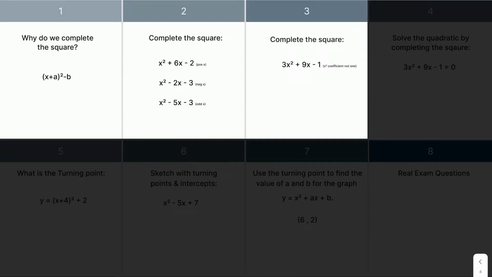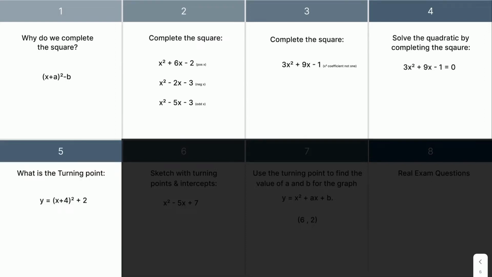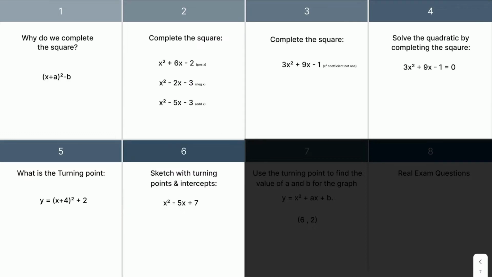Then we're going to move on to looking at, well, what happens when the coefficient of x squared has a value which is not 1. Then we're going to look at, well, how do you use that to solve a quadratic? And then we're going to look at, well, what is a turning point and how do you find the turning point by completing the square? How do you sketch a graph given that you found the turning point and the intercepts?